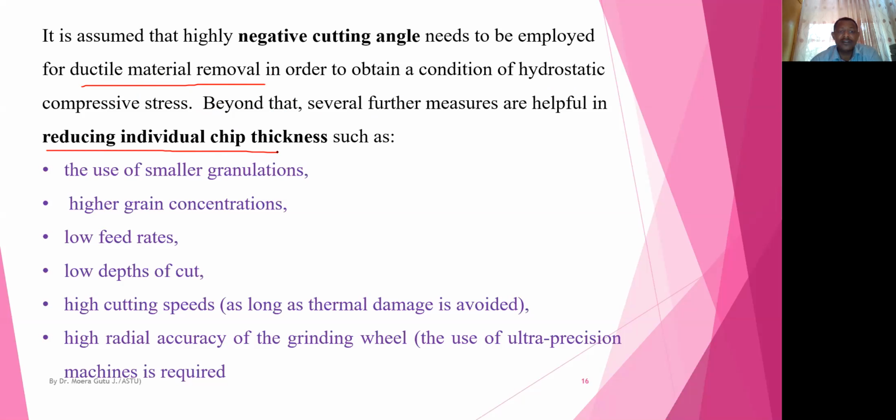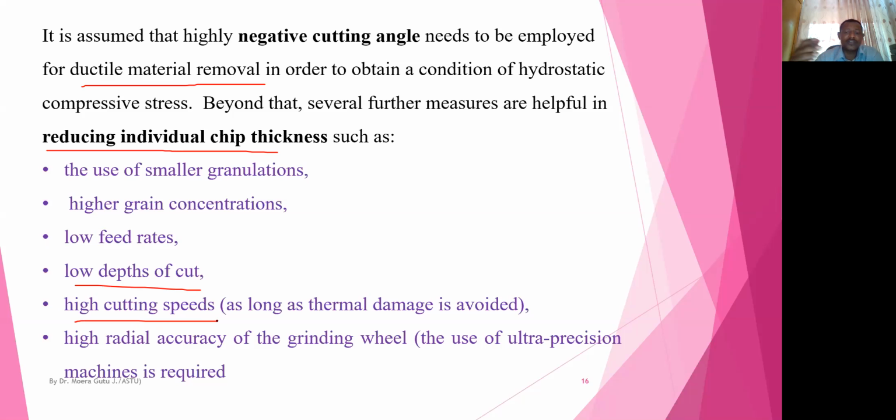So the other ways to reduce the chip thickness, in addition to using negative cutting angles, are the use of smaller granulations, which means the grain structures should be very fine, very small, and higher grain concentration. This avoids what? The amorphous structure of the glass. Low feed rates: you have to reduce the feed rate very low, not as high as in ductile material machining. Low depths of cut, high cutting speeds.